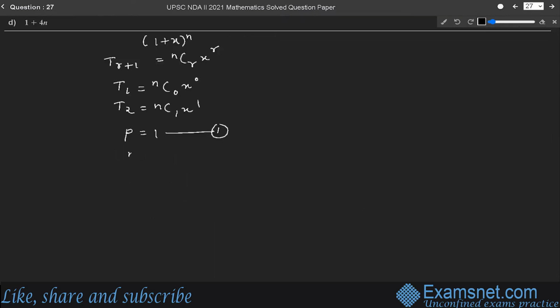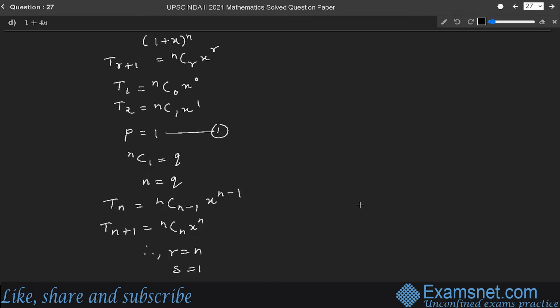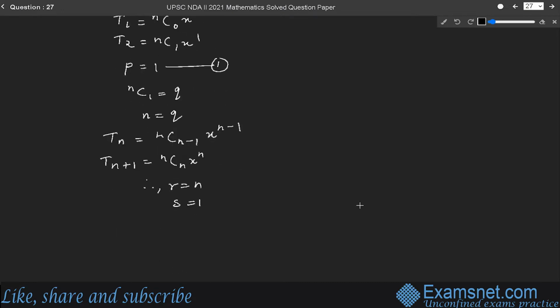Now, nC1 will be equal to q. Therefore, we can say that n is equal to q. Now, let us find the value for Tn. We know that Tn = nC(n-1) x^(n-1) and T(n+1) = nCn x^n. Therefore, r will be equal to n and s will be equal to 1. Let this be equation 2 and let this be equation 3.